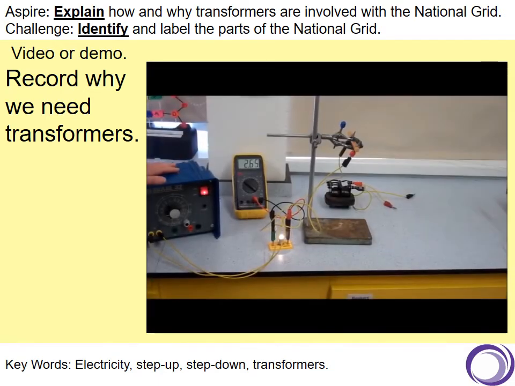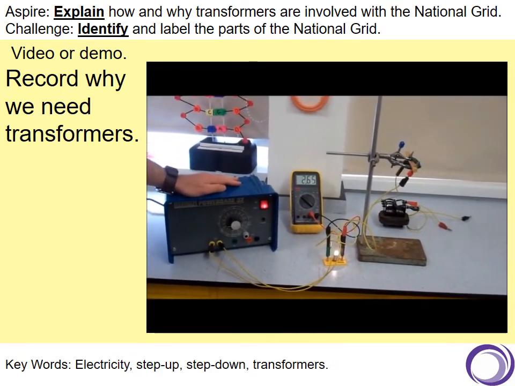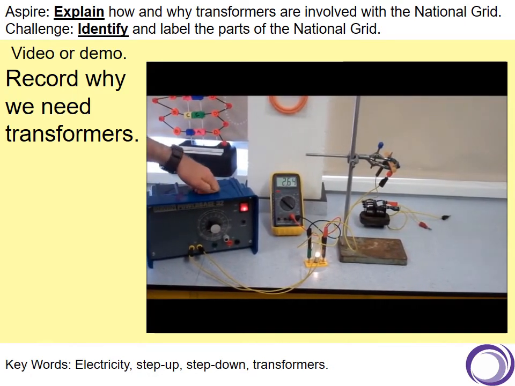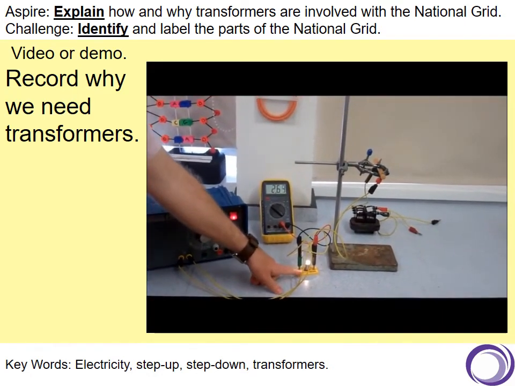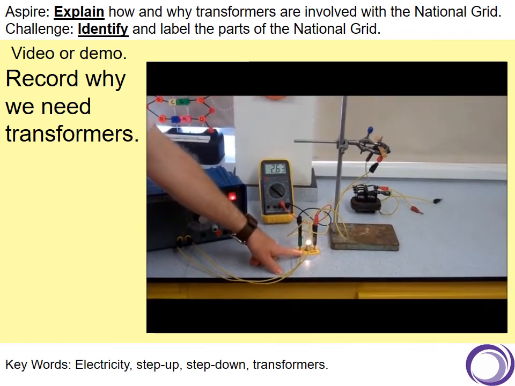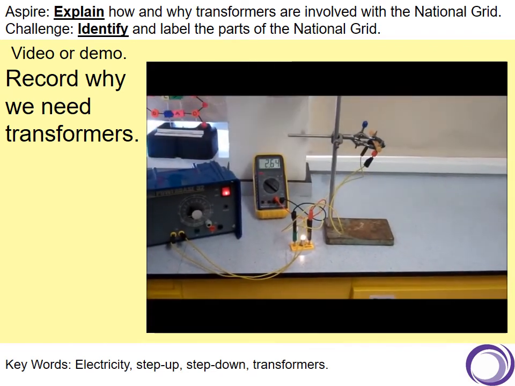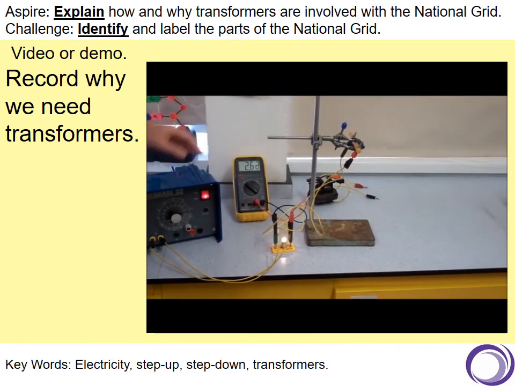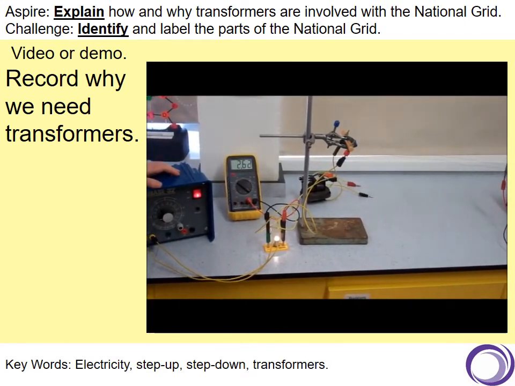So what you can see here is our power station making some electricity. We're making 2.65 volts coming out here, and you can see that that's across our light bulb, so you can see the light there. What I've done is I've taken out the transformers here, so you can see what happens in our national grid if we didn't have any transformers.